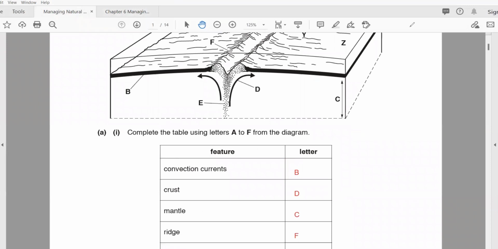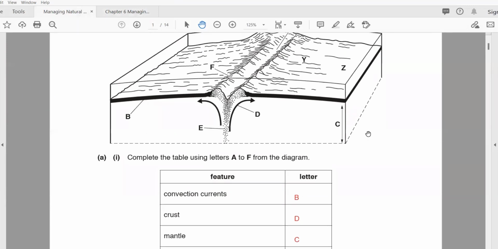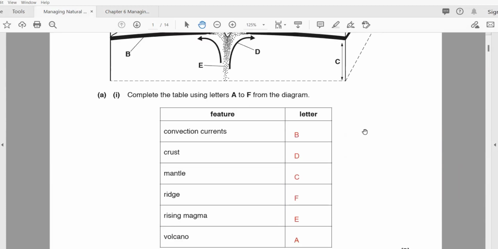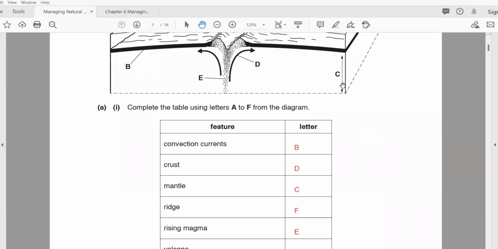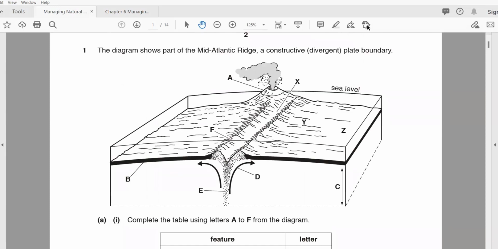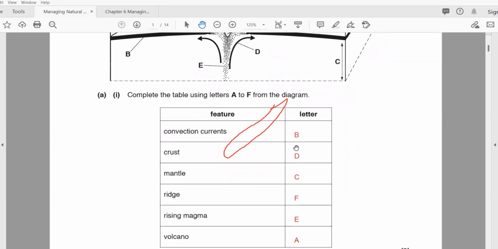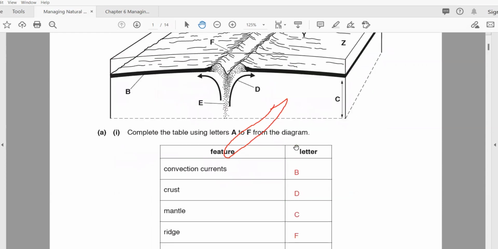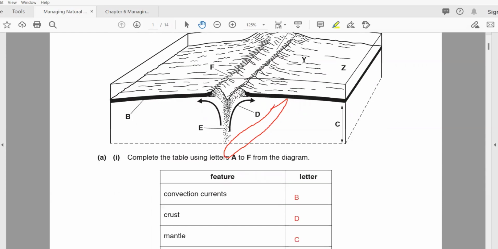see here the first one, convection current B. Then the mantle is C, the down part here. Then the ridge is F, this one. This is the part where these plates move away from each other. So this is the ridge. Then E is rising magma. You can see this part.